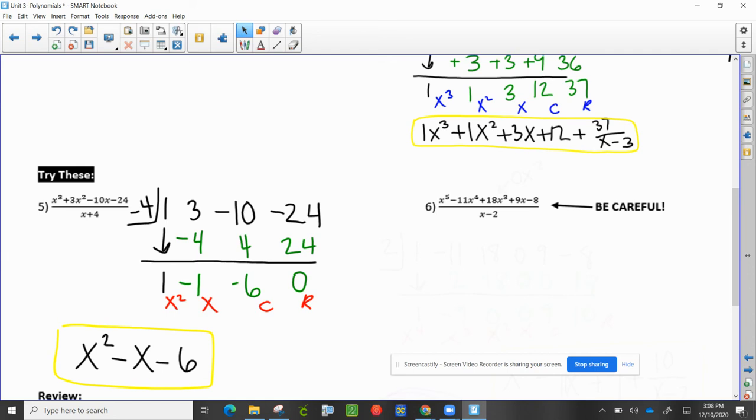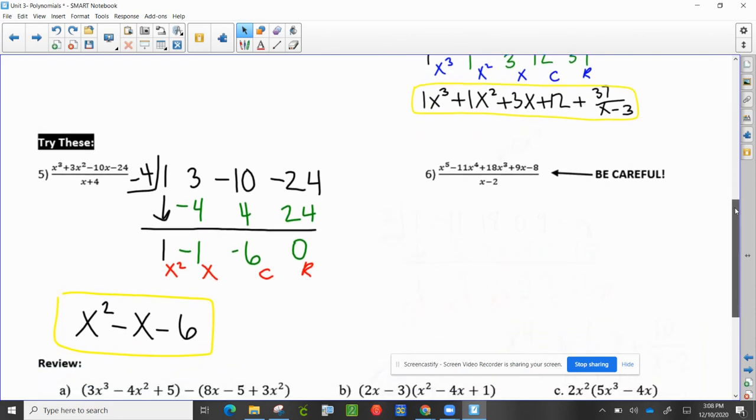Okay, if you did everything right, it should look like this. So we set up our synthetic division. We bring down the first number 1, and then we go through and start multiplying and adding. So this one you should not have had a remainder. So x squared minus x minus 6. If you put the 1s in front, it's the same thing. You just don't have to if it's a coefficient of 1. All right, let's try number 6.